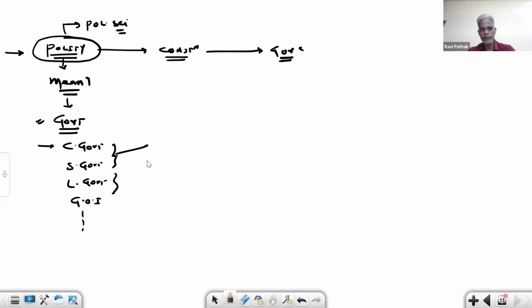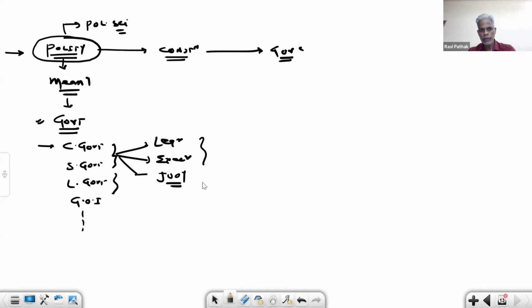Now, in government, what we'll have? In government, we'll have different wings. One is called legislature or called parliament. Other is called executive, like president, prime minister, and so on. And third is called judiciary, like Supreme Court, High Court, and so on. So in governments, we'll study these organs also.